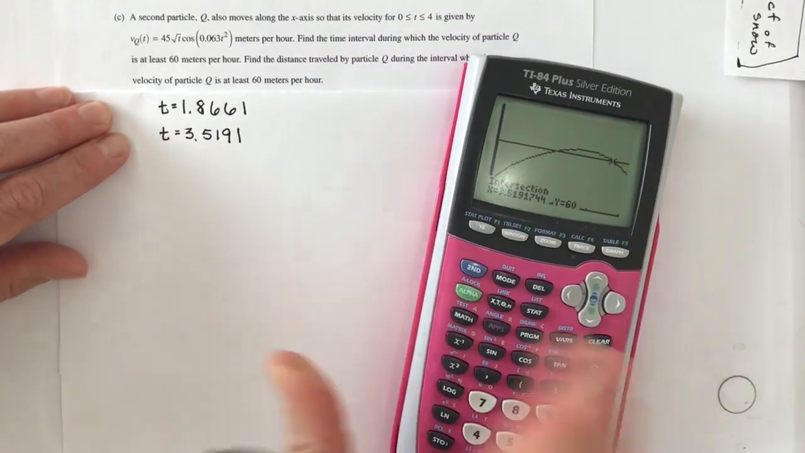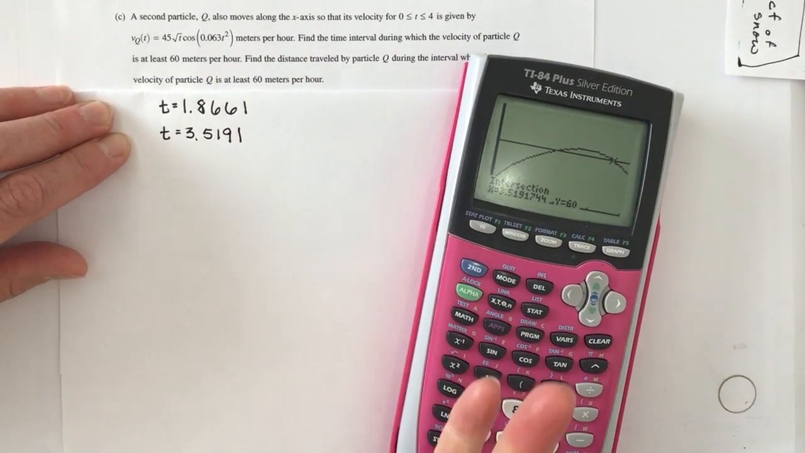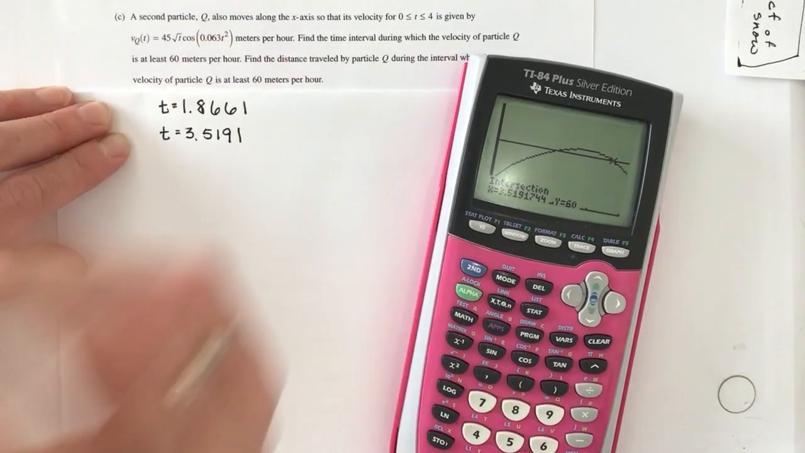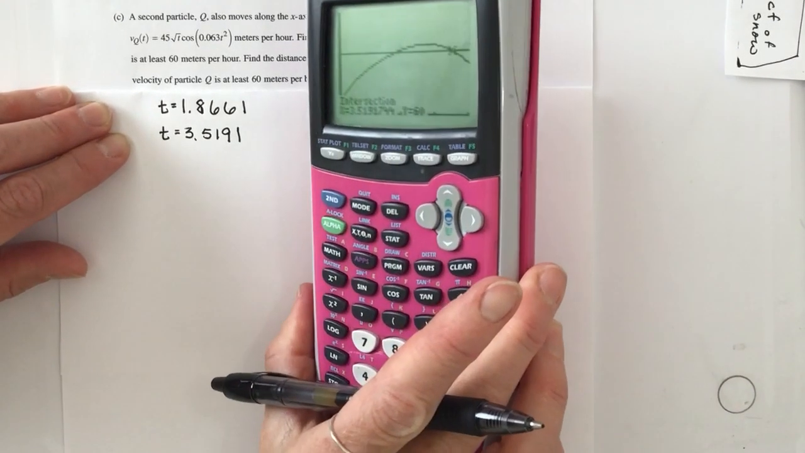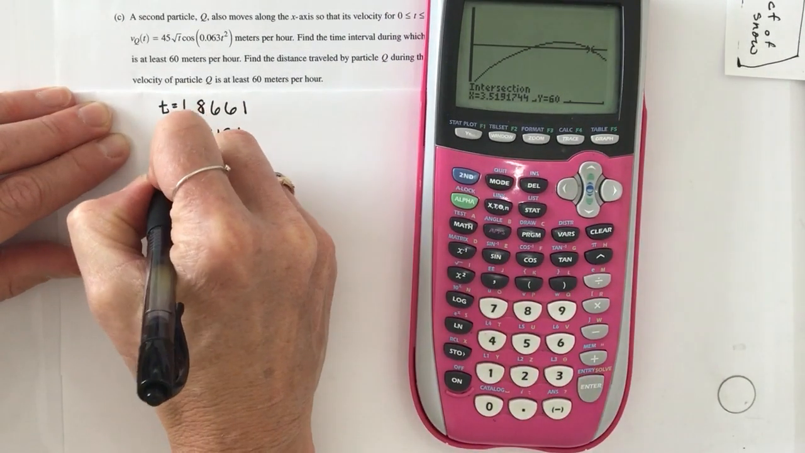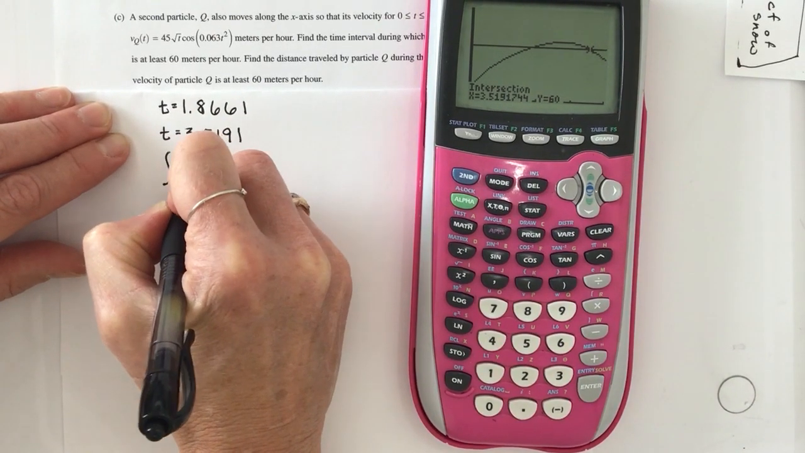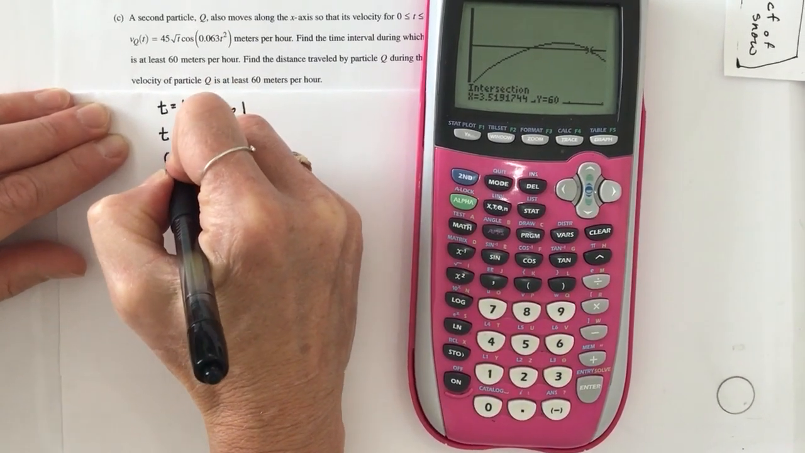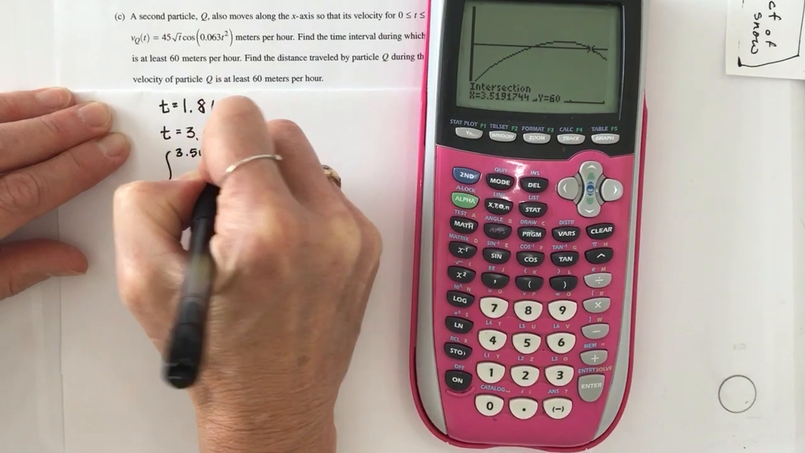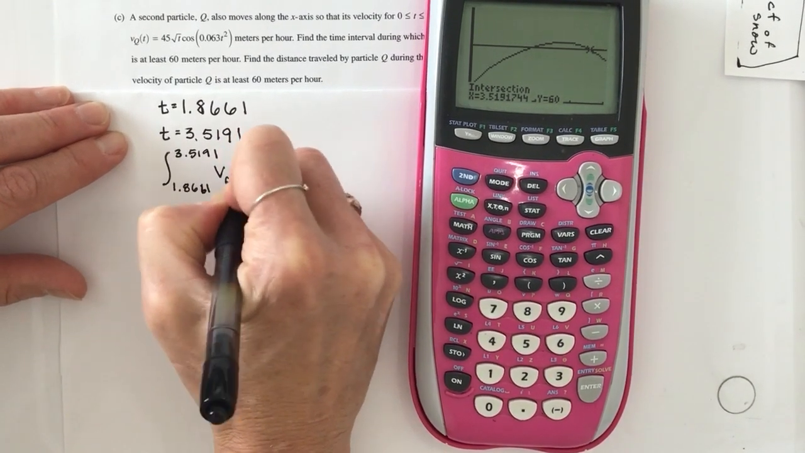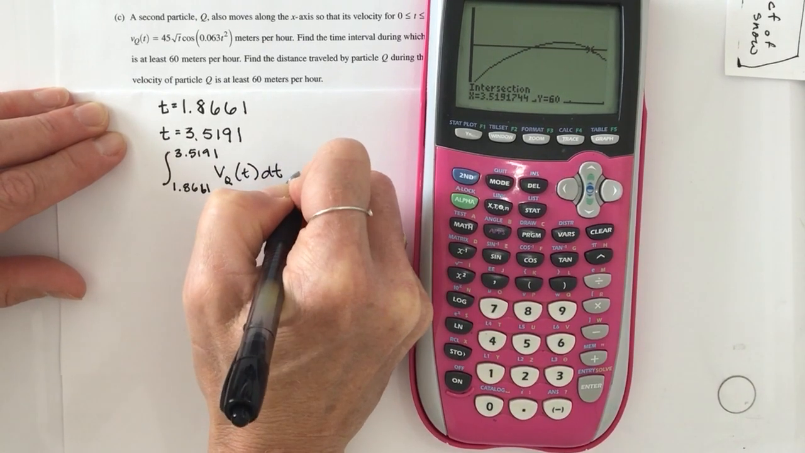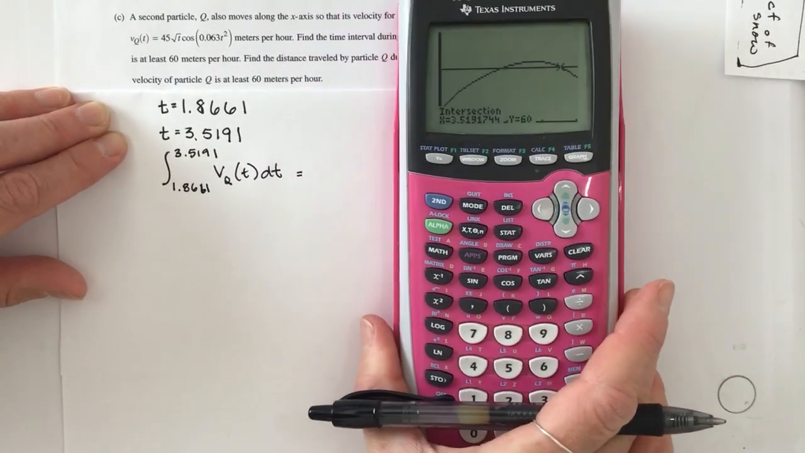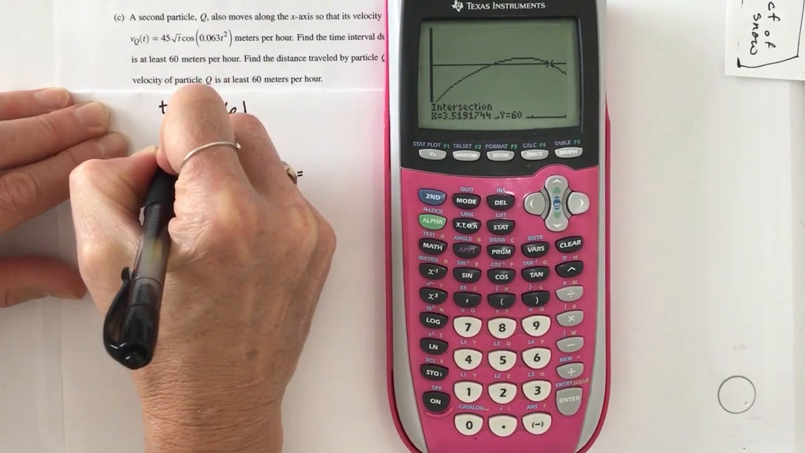Okay. Now it says, find the distance traveled. How do we find the distance traveled? You're absolutely right. Anti-derive velocity, we get position. You got it. So let's go ahead and do that. We are going to anti-derive velocity from 1.8661, sorry, to 3.5191. And we are going to do the integral of VQ of t dt, and that is going to be the distance traveled by particle Q during this interval. And we could say T1 and T2. That might be kind of nice.